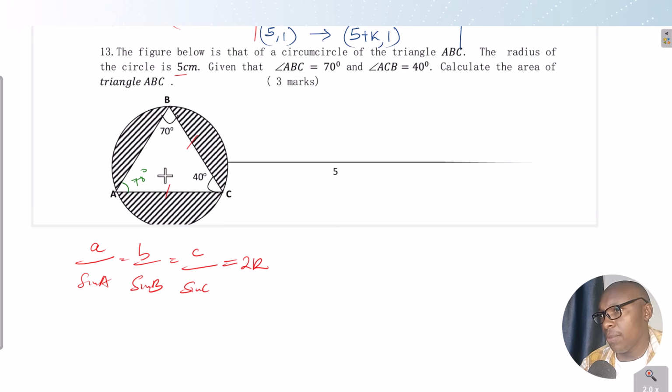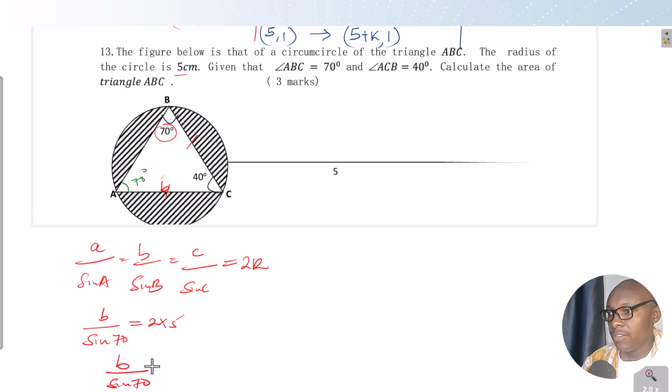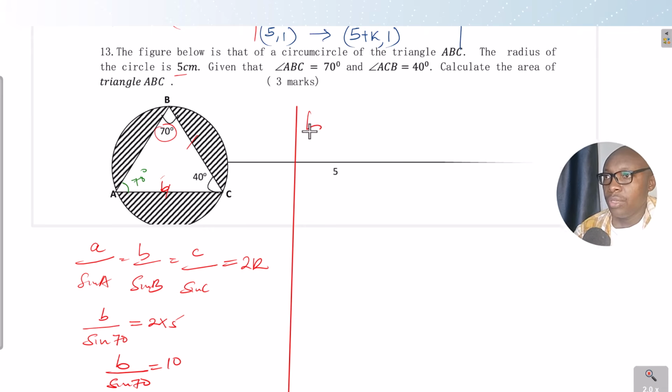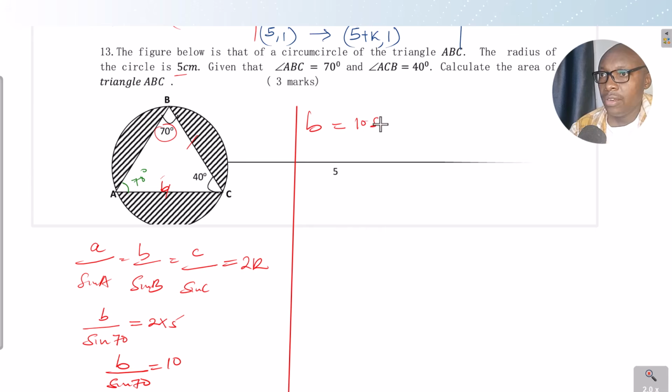Like B, we have this side opposite B, which is small b. So I'll use the sine rule. So b over sine of the angle that is opposite it, which is sine 70, equals 2R, and the radius is 5. So this will give b divided by sine 70 equals 10. Now having that, we can get b. So b will be given by 10 sine 70. And 10 sine 70 gives 9.3.